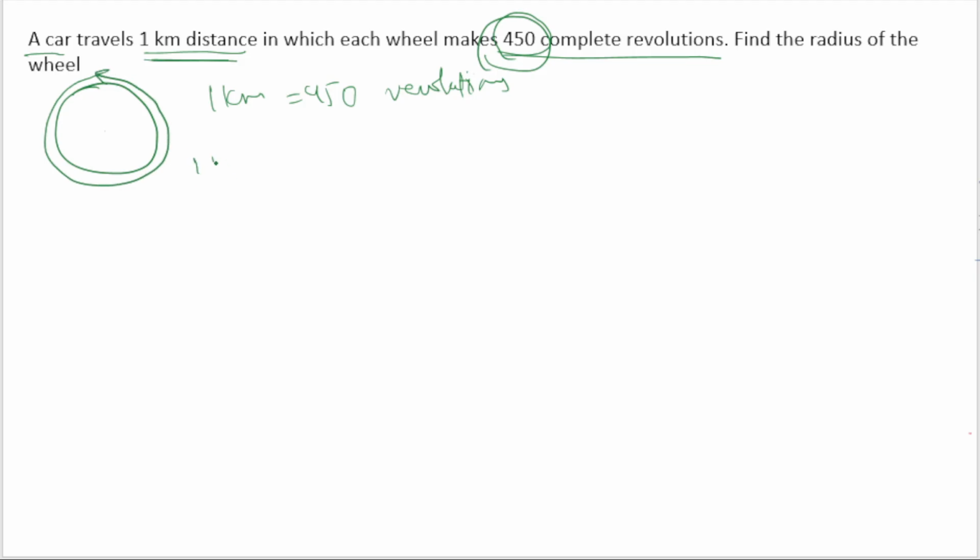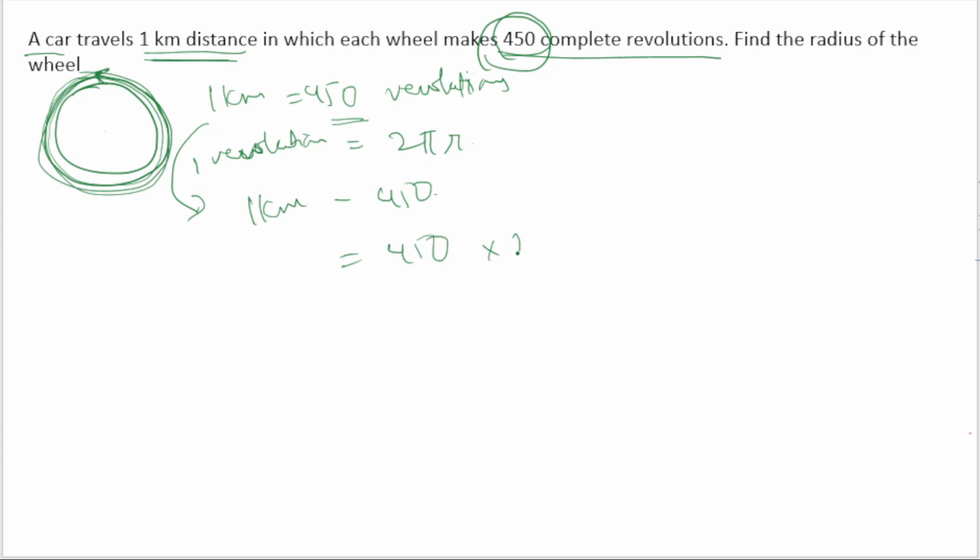In one revolution, what is the distance the wheel is covering? That means, what is the perimeter of the circle? The perimeter of the circle is 2 pi r. So 2 pi r is the length one revolution of a wheel is covering. In 1 kilometer, it covers 450 revolutions, so the distance it is covering is 450 into 2 pi r. This is the distance the wheel is covering for 1 kilometer.